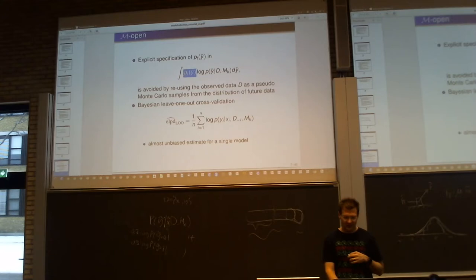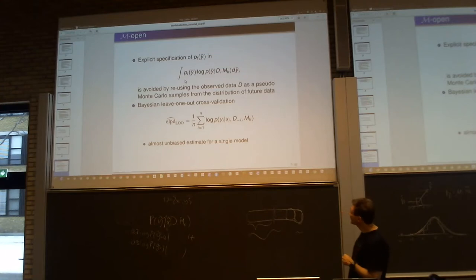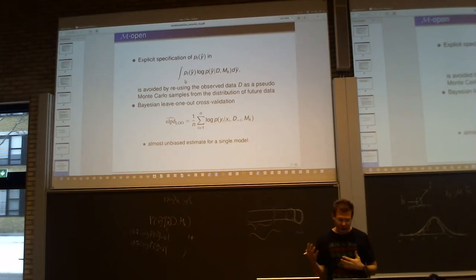So if the future data has the same distribution as the old data, we can use the old data as pseudo draws from the future distribution. And now, in order that we are not using the data twice, we just have to replace these log probability densities, or log probabilities version, so we replace the y tilde with yi, and then we remove the yi from the data.